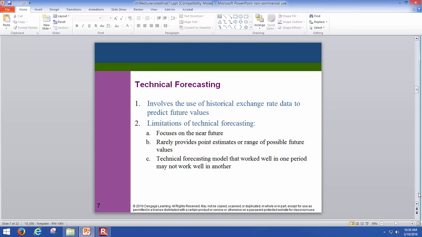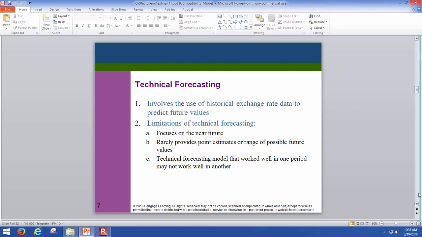Now, what are some of the limitations? The first is that it might be effective only for the near future, so very short term. The second is it rarely provides point estimates or range of possible future values. So what we are trying to do is look at trends. We are looking at charts and trying to make predictions.